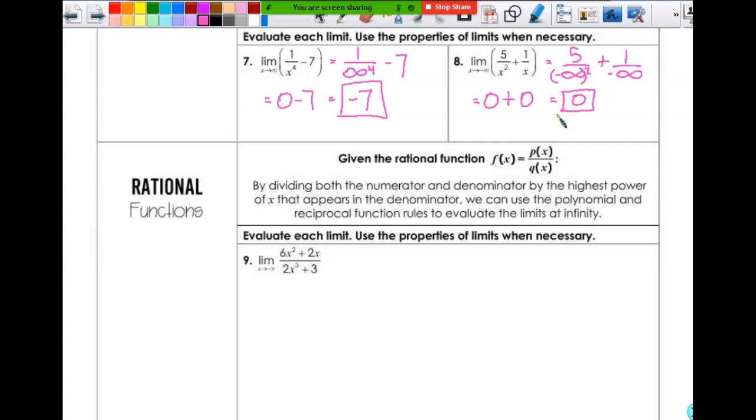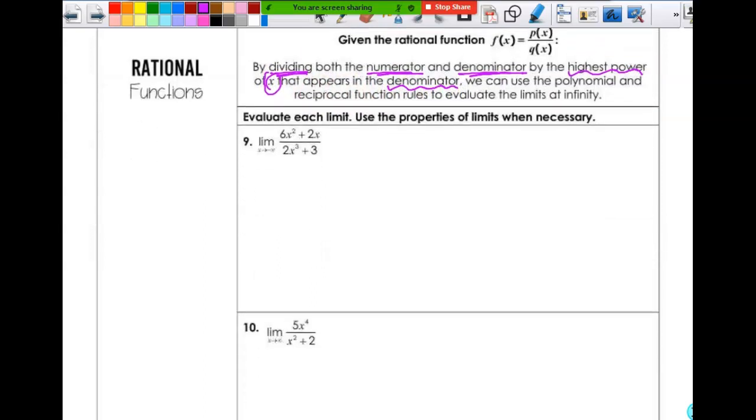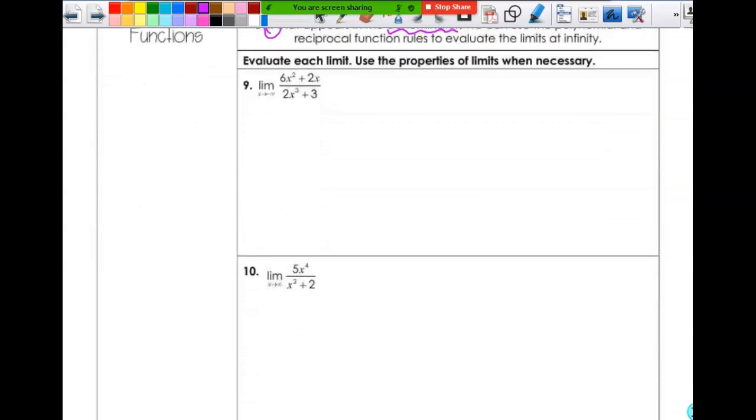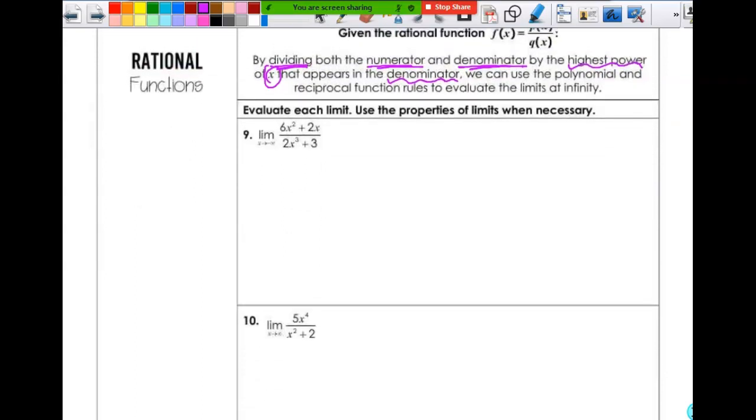Okay. Everybody good so far? All right. So then it says, given the rational function, by dividing both the numerator and denominator by the highest power of x that appears in the denominator, we can use the polynomial and reciprocal rules to evaluate the limits at infinity. Because direct substitution here is not going to work, because you're going to get infinities over infinities, and is infinity less than infinity squared? No, it's not, and that gets all weird, and it doesn't work anymore.